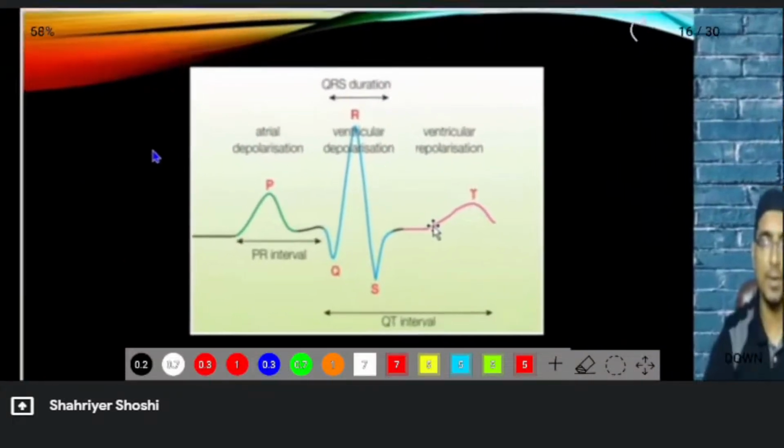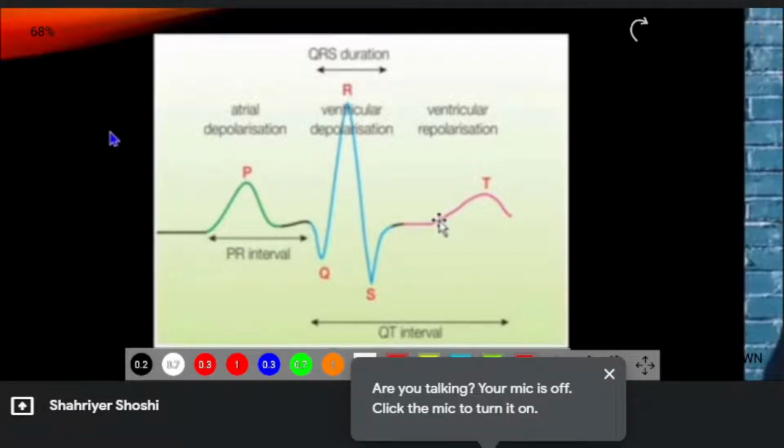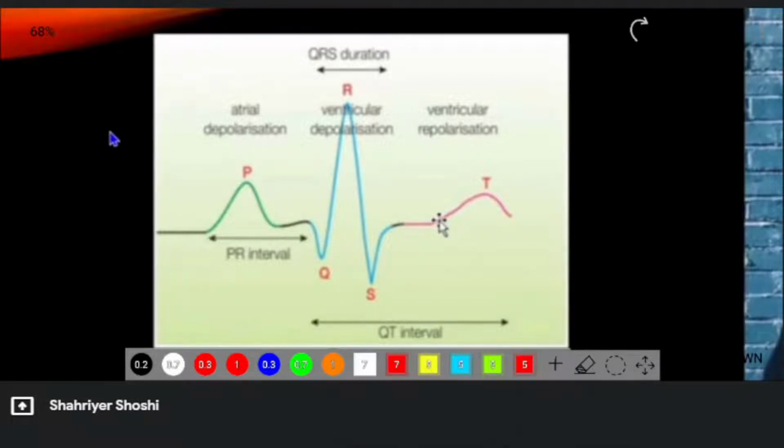What do you understand from this graph? Trust me, nothing. I am so bad at heart and graphs. This is basically the depolarization graph. This part is for atria, the blue green one. The ventricular depolarization is the blue one, and ventricular repolarization is the red one. Now tell me, what is repolarization? I was gonna ask you.